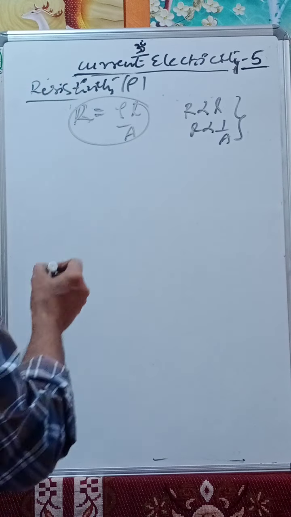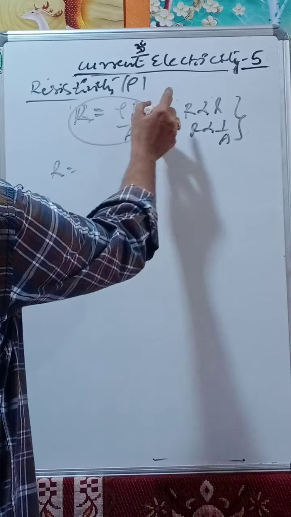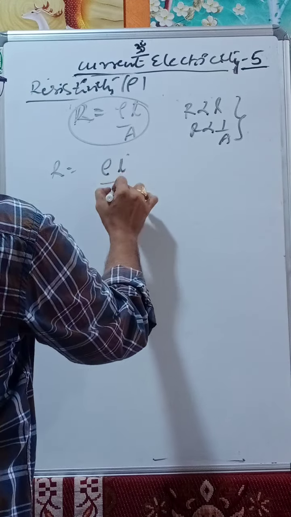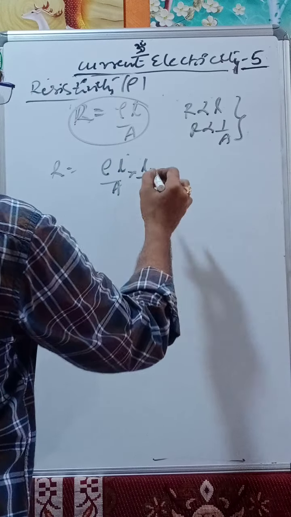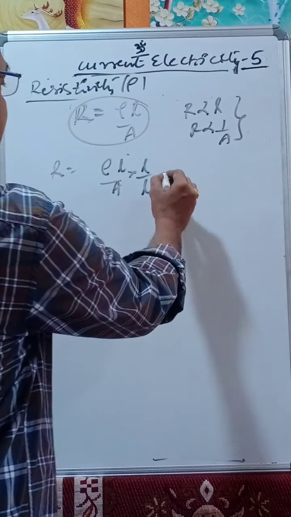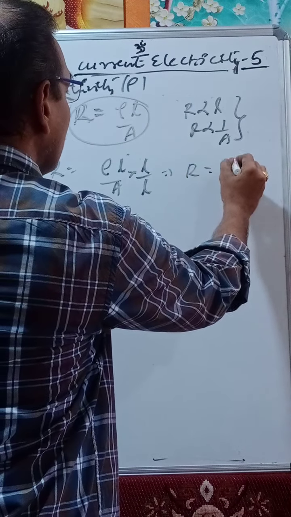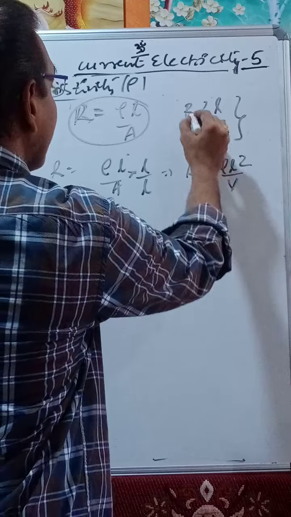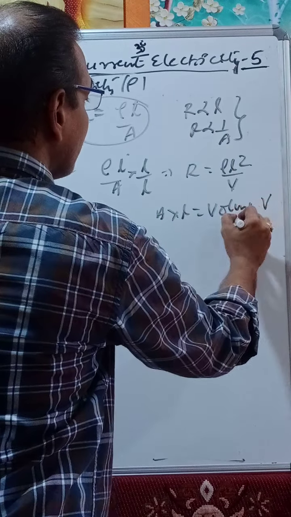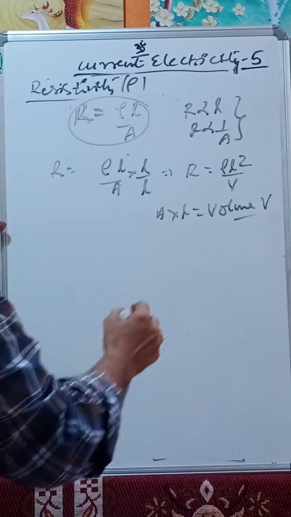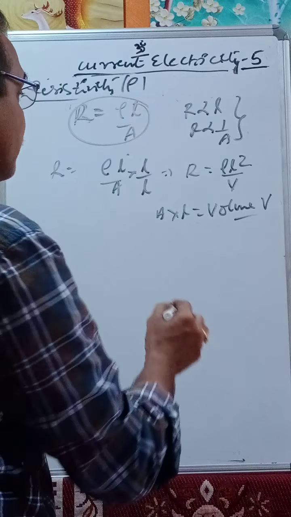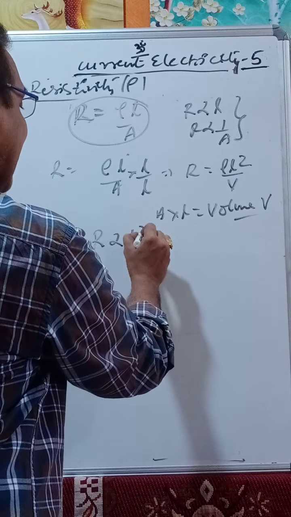then what happens? There R is equal to rho L by A. R is equal to rho into L by A into L by L. We can write this as R is equal to rho L square by A L. This implies R is equal to rho L square by V, since area into length is equal to volume V. Here V remains constant. I told you it is stretched, a single wire is stretched. Therefore, R is proportional to L square.